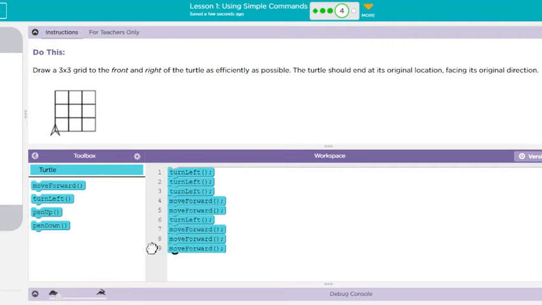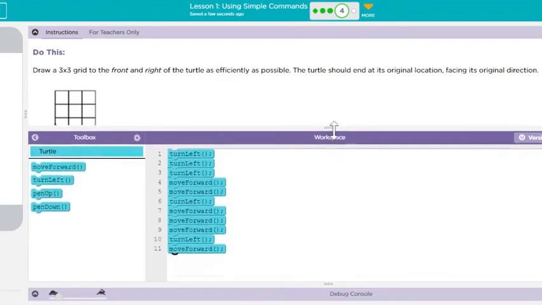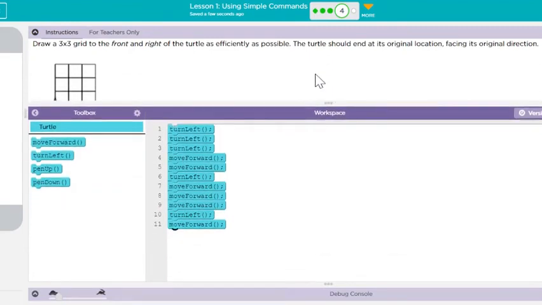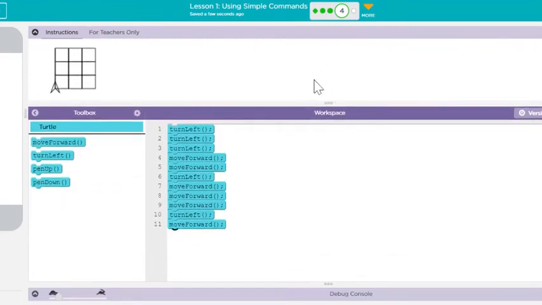Turn left to move it 1 space over to the left. Move forward that 1 space. I'm going to pull my workspace up and I'm going to pull this up. Now I'm going to move forward. So right now I have to turn left, because I need to face down and move forward 3 spaces.